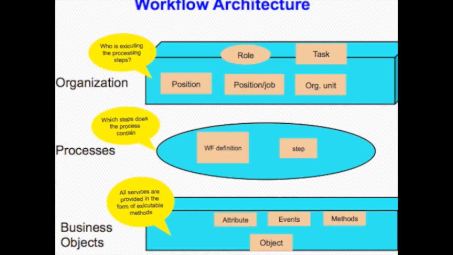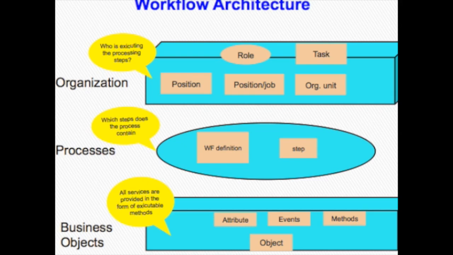When you say organization, role, task, position, job, or organizational unit, all these can be combined under organization. This defines who is executing a processing task or who is responsible for a particular activity. So if you look back at our previous example, the manager who is the approver, or the HR manager who is the approver, those people will be part of the organizational structure because they are the people who are executing a workflow.